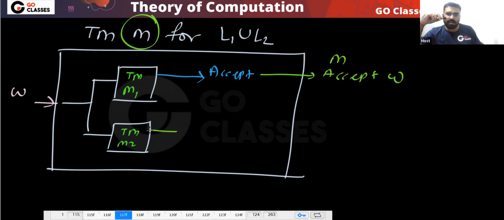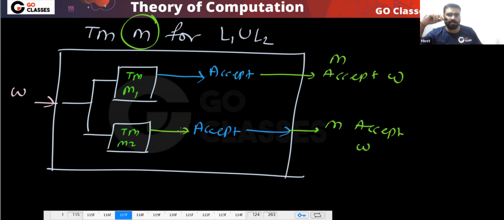If M2 accepts, then also your Turing machine M will accept. Then also M will accept W. Now tell me, is this clear? But remember, can I say this is a Turing machine or a halting Turing machine? Can this Turing machine loop? It can loop, right?